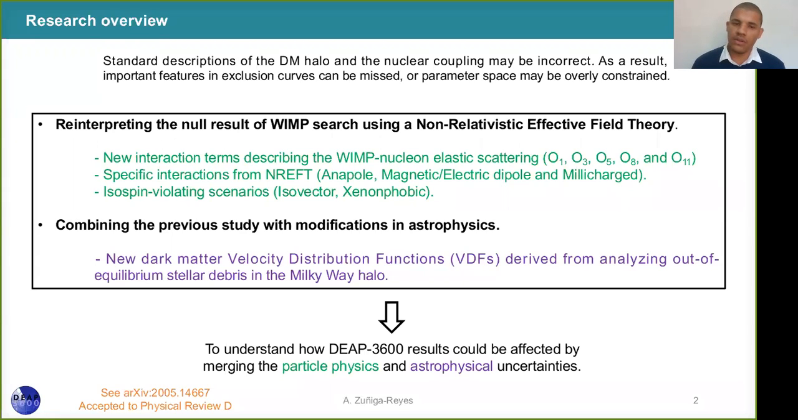But we combine this analysis with modifications in astrophysics because we model new velocity distribution functions derived from analyzing out-of-equilibrium stellar debris that has been recently found in the Milky Way halo. Okay, so the goal was to have a better understanding of how the DEAP results could be affected if we merge the particle physics and the astrophysical uncertainties.